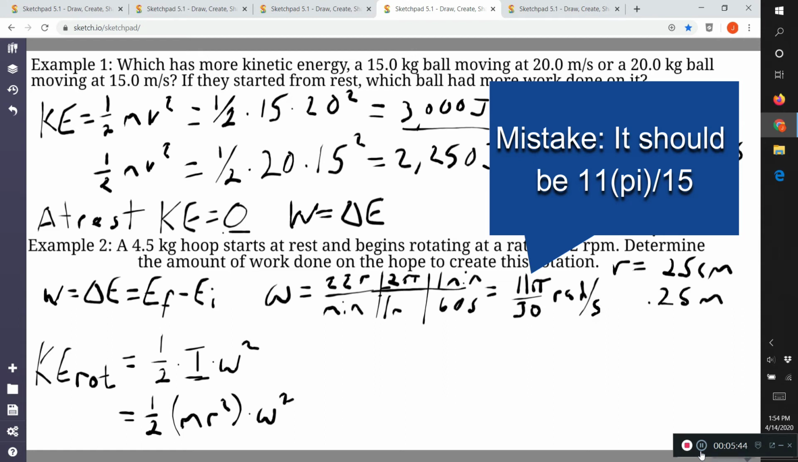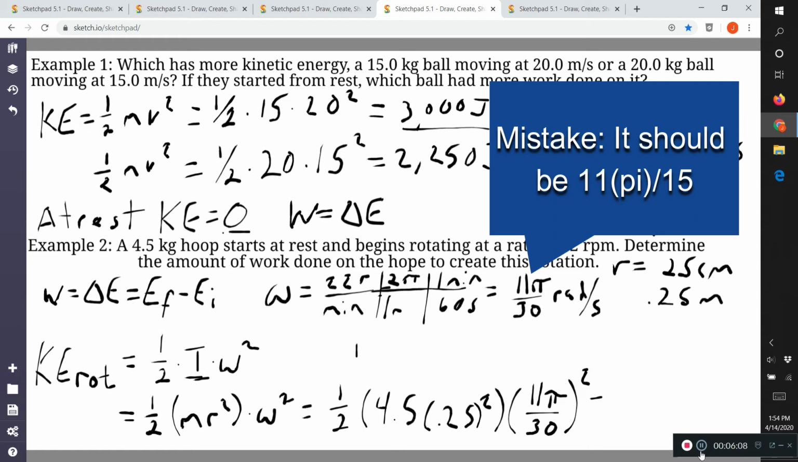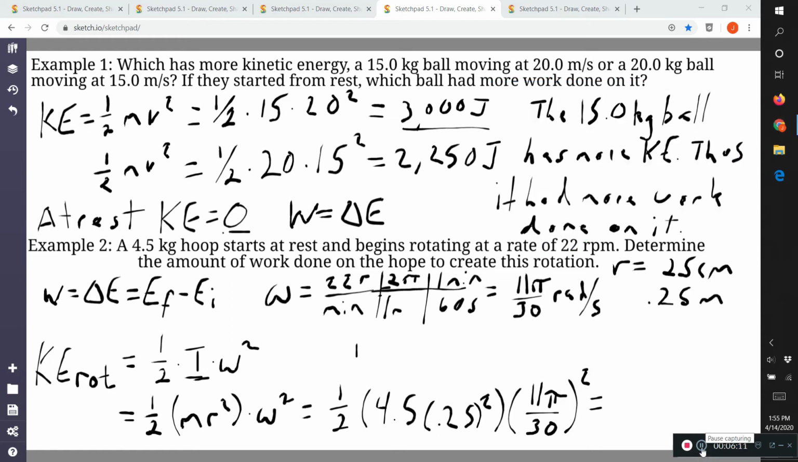So putting this into our formula, we get 1/2 times 4.5 times 0.25 squared times 11 pi over 30 squared. We work all that out and we will get 0.19 joules.